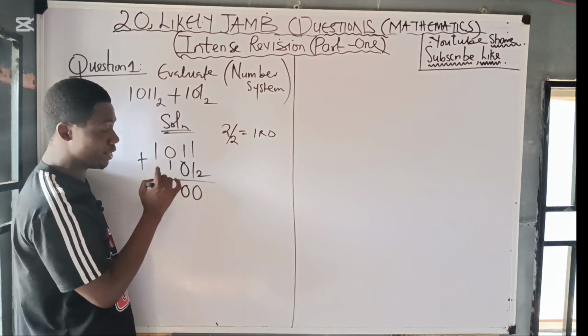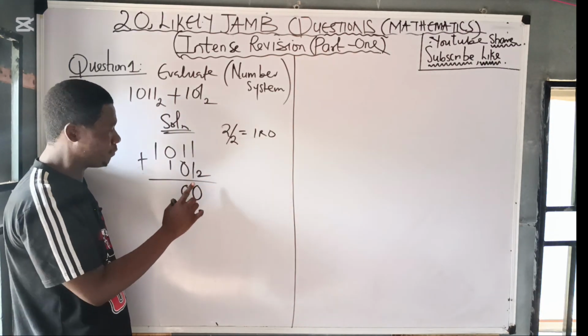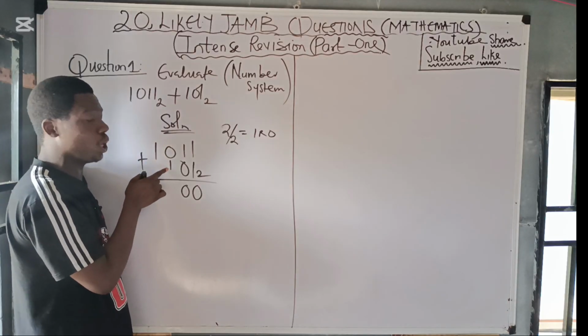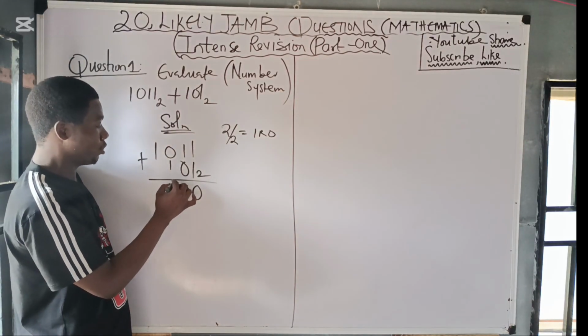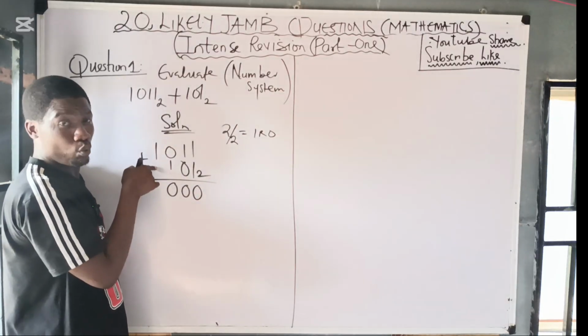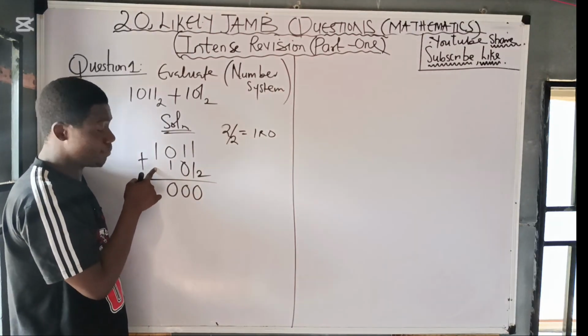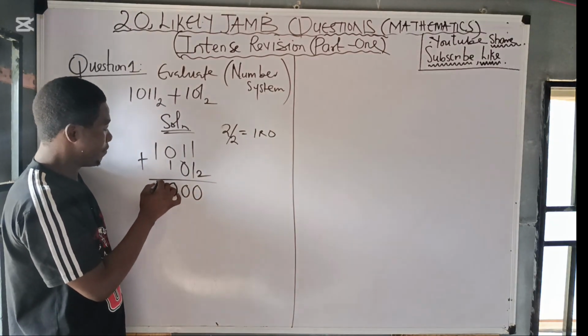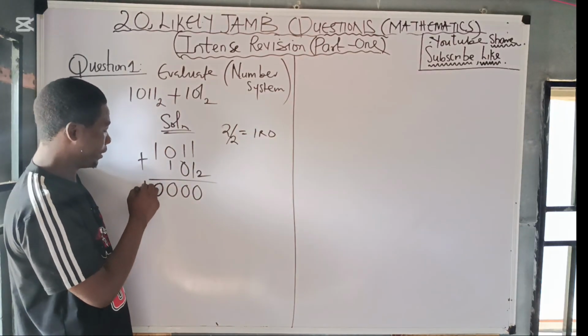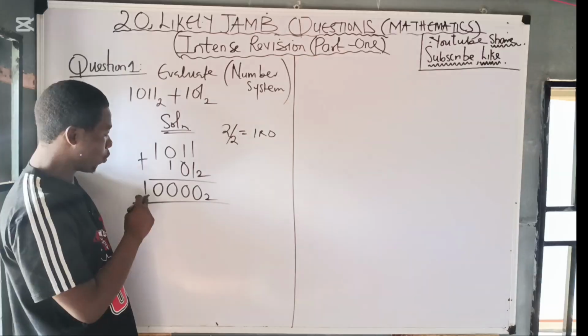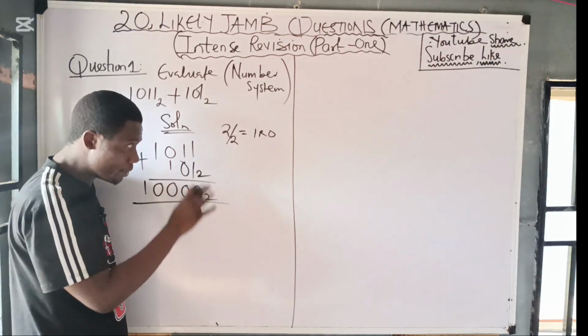So you can put your 0 here. Then the 1, bring it here again. 1 plus 1 is what? 2. 2 divided gives 1 remainder 0. So you can put your 0 and bring the 1 here. 1 plus 1 again is 2, so it's 1 remainder 0, so that you have 0. Then the last one, which is the one that is remaining, you bring it here. This becomes the answer. It is 10001 base 2.